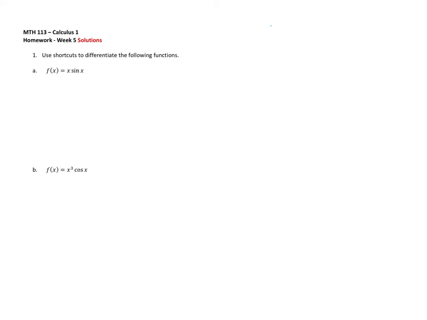In part A, we have a product of two functions. That is, we have x times sine of x. I need to use the product rule to take the derivative. f prime of x is equal to the derivative of the first times the second plus the first times the derivative of the second, and the derivative of sine of x is cosine of x.